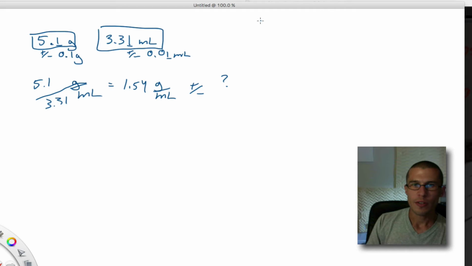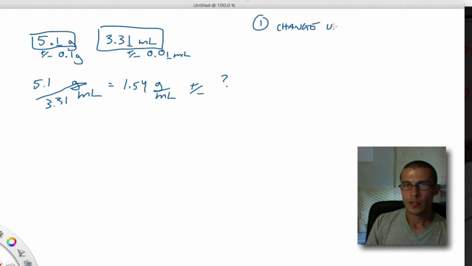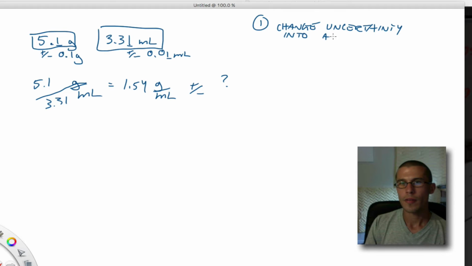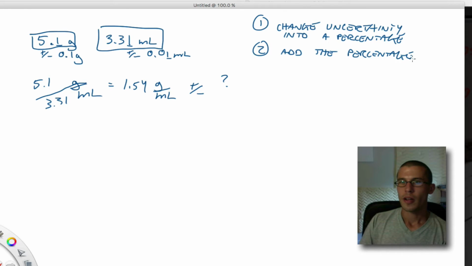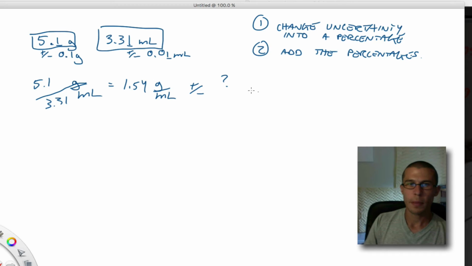I'll say that again. The first step is you change uncertainty into percentage. And then the second step is you add the percentages. You don't need to change this back into these terms over here, grams over milliliter. Add the percentages.